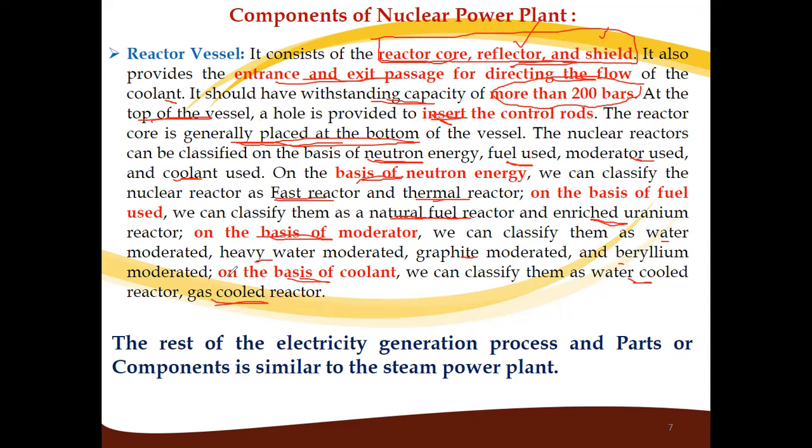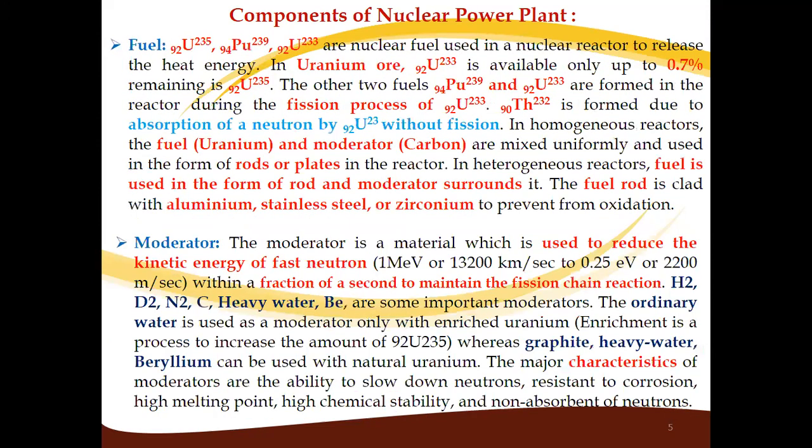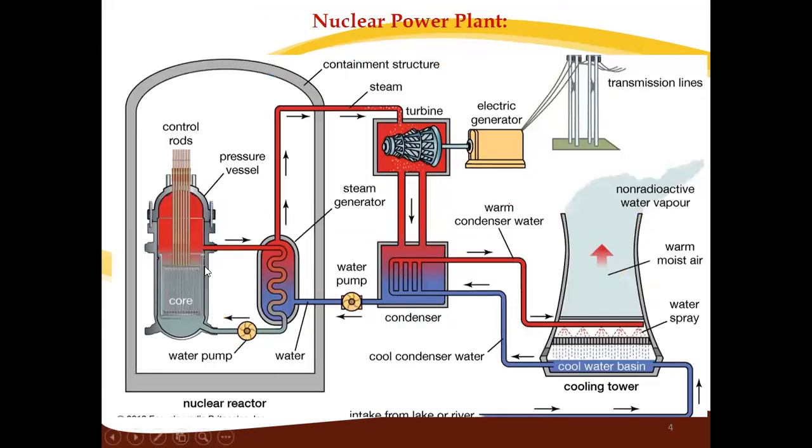So these are the main parts of the nuclear power plant, that is, the nuclear reactor. All other parts are the same, and the electric generation process is also the same as in the steam power plant. If you see this, this pressure vessel or reactor vessel consists of the reactor core, then we have a reflector, control rods, and shield also. So this part is the shielding part.